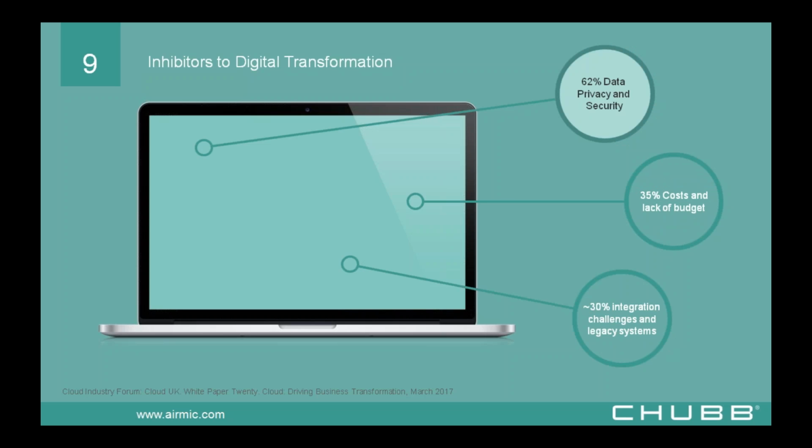Well, from the same study, 62% say data and system security are a major inhibitor, which is not surprising when it comes to cloud. Security wants segmentation and isolation, while the cloud relies on shared environments for scale and efficiency. 35% say cost and lack of budget, which is something as an insurance underwriter we hear quite a bit from our clients, where insurance budgets may not match IT budgets, and IT budgets are under pressure as well. And lastly, approximately 30% say integration challenges, legacy system migration issues are causing the biggest headache. And I agree, those can be big hurdles.